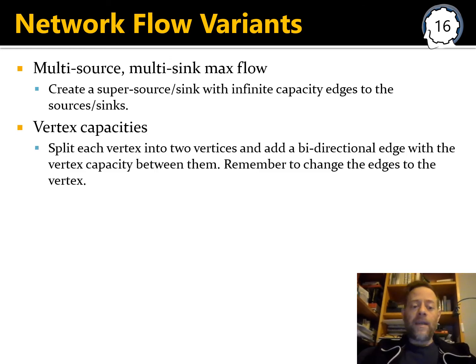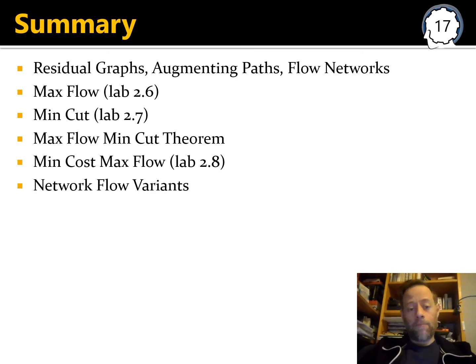It might also be the case that we have vertex capacities. So instead of having capacity on the edges, we have capacities on the vertices. In this case, we have to split each vertex into two, and then add a bidirectional edge in between them with the vertex capacity. And then, of course, all the ingoing edges have to go to the first one, and all the outgoing edges come from the second. So we need to rewrite our graph, but that can be done.